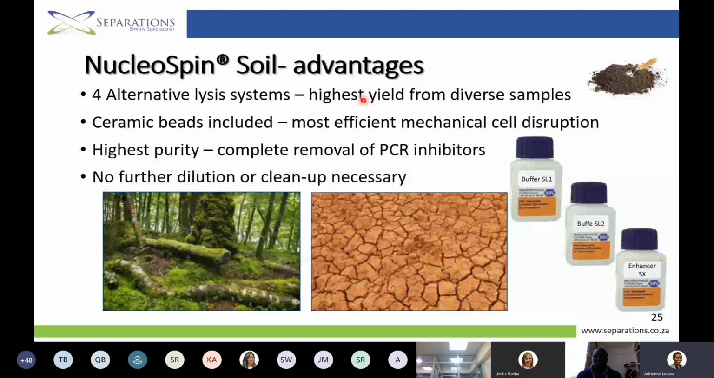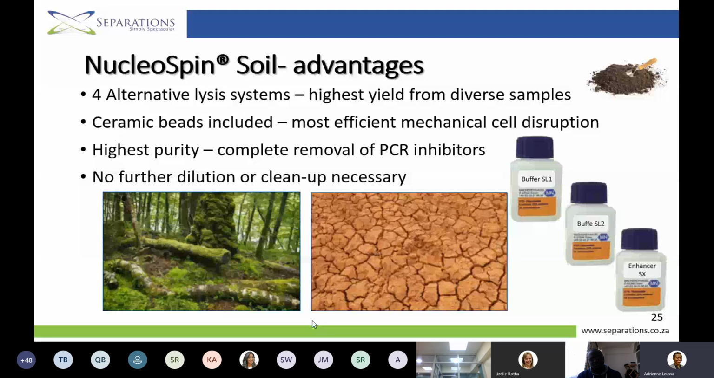So what that means is that the kits come with buffers SL1 and SL2, so there are 2 types of buffers, and they can be used simply, or you can add a chemical additive, which is the enhancer SX, that will allow, in some cases, better yield of your DNA. And also there is complete removal of PCR inhibitors, and your DNA is ready for NGS or downstream applications. There's no need for any further cleanup.